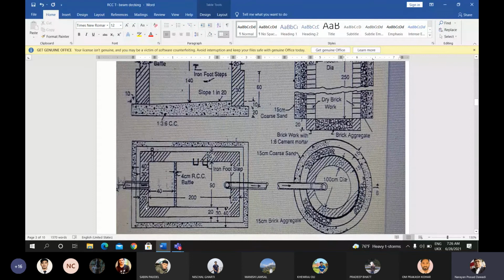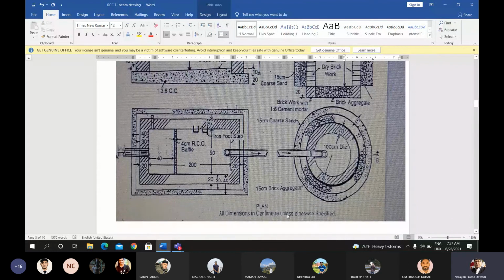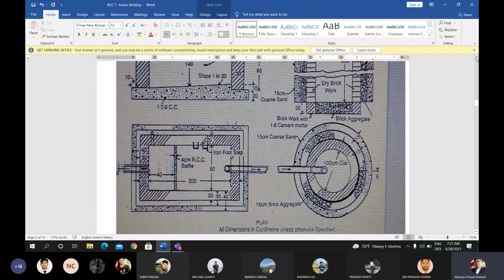This 200 is given in centimeter. All dimensions are given in centimeter, unless otherwise specified. This is in this question. If it is not mentioned with the unit, then that unit is centimeter. Other units are given as mentioned here.